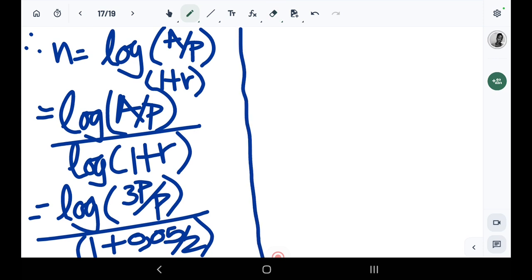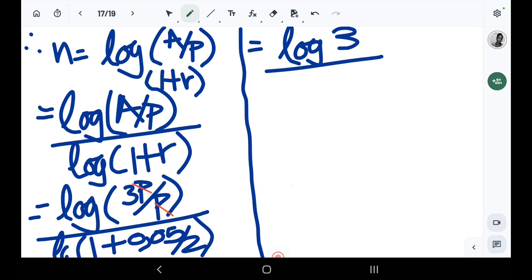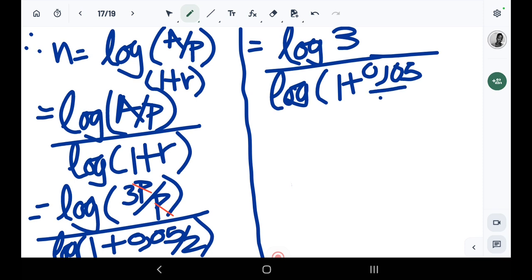Now the P's here cancel out. P goes into P once and into P once. So the P's cancel out. This P cancels out with that P. So we end up with the log of 3. So that equals the log of 3 all over, with the log at the bottom, the log of 1 plus 0.05 over 2.